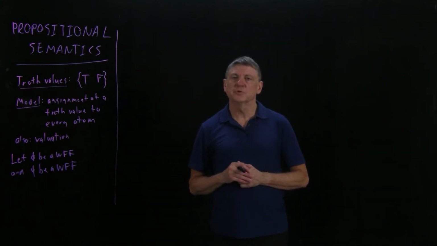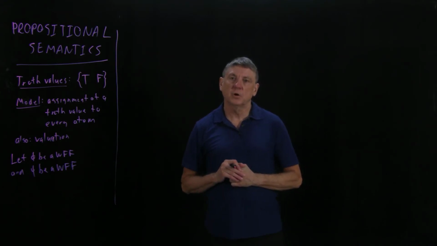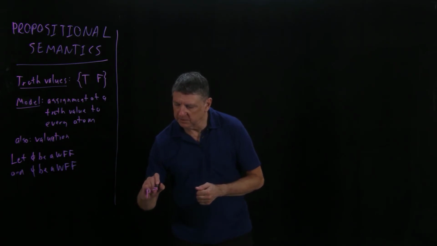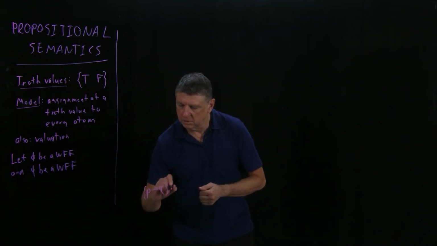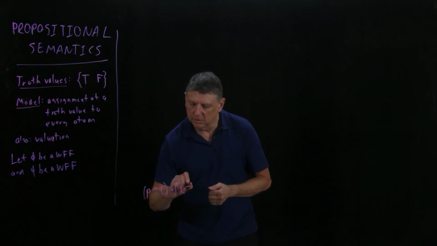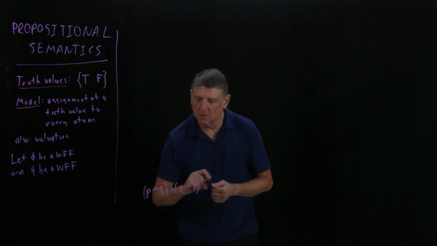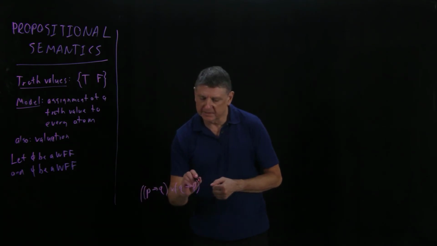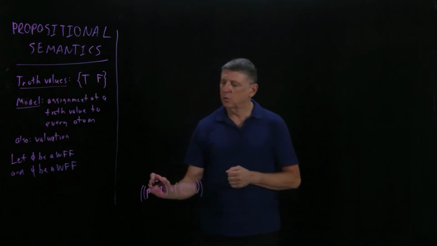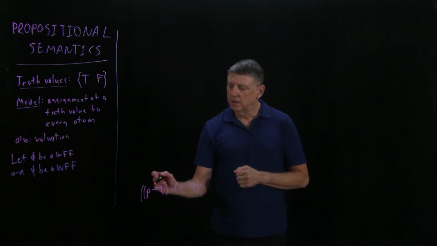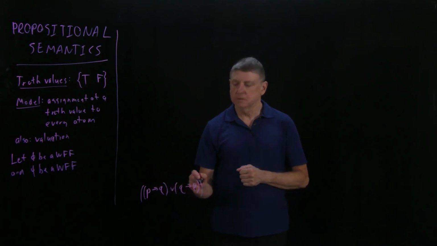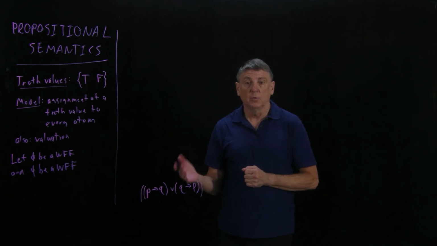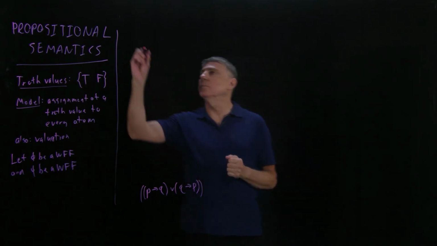We can use truth tables to explore the semantics of more complex formulas. Suppose that we're given the formula P implies Q, or Q implies P. We can convert this to a well-formed formula with the addition of some parentheses. Our question now is, under what models is this disjunction true? In order to find that out, what we can do is write down a truth table.